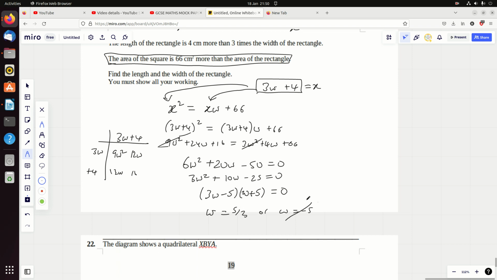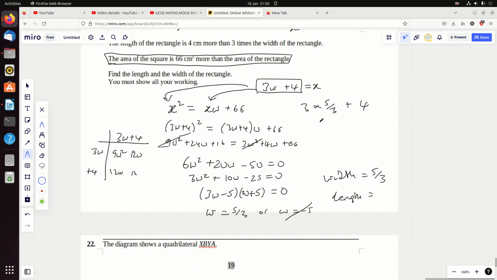Now, you can immediately exclude that because it's a width. And so the width is 5/3. Now, to find the length, we're just going to have to look for an earlier relationship between w and x. Why not use this? 3 times 5 over 3 plus 4.